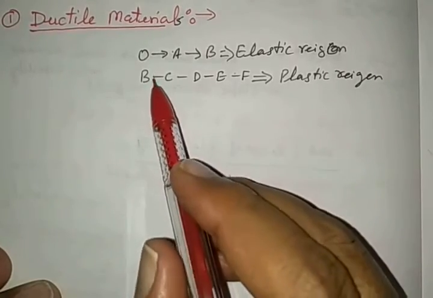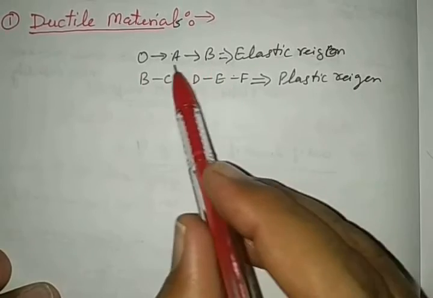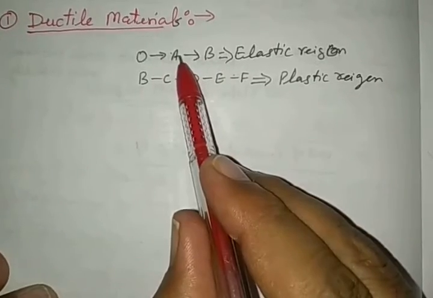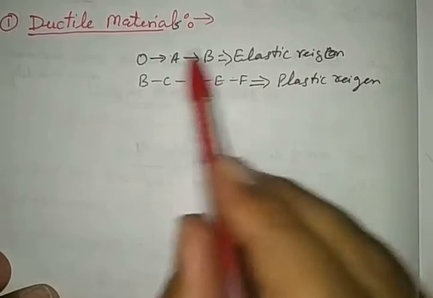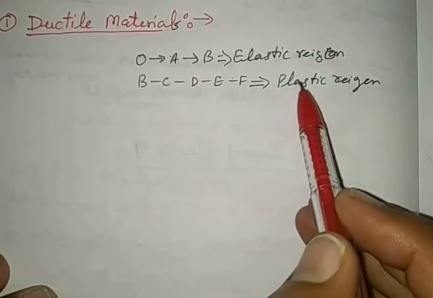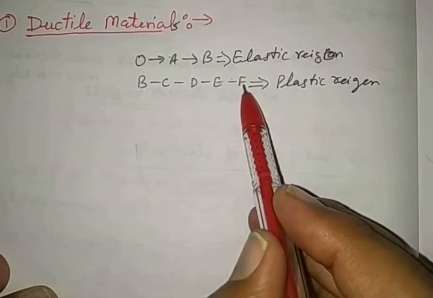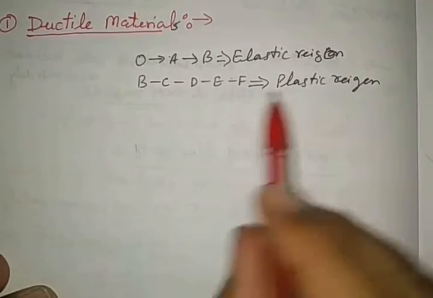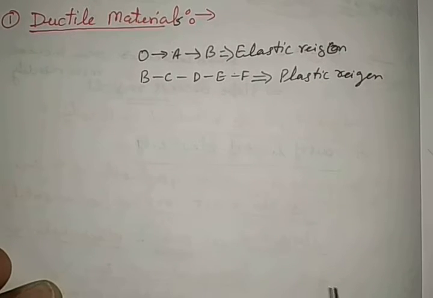So here by the graph it is clear that O to A to B is the elastic region. O to A was the proportionality limit and A to B the elastic limit. Bring back to the original position. After that, permanently elongated from B to the breaking point F in the plastic region, right? And on the behavior of this we can divide material in three categories.